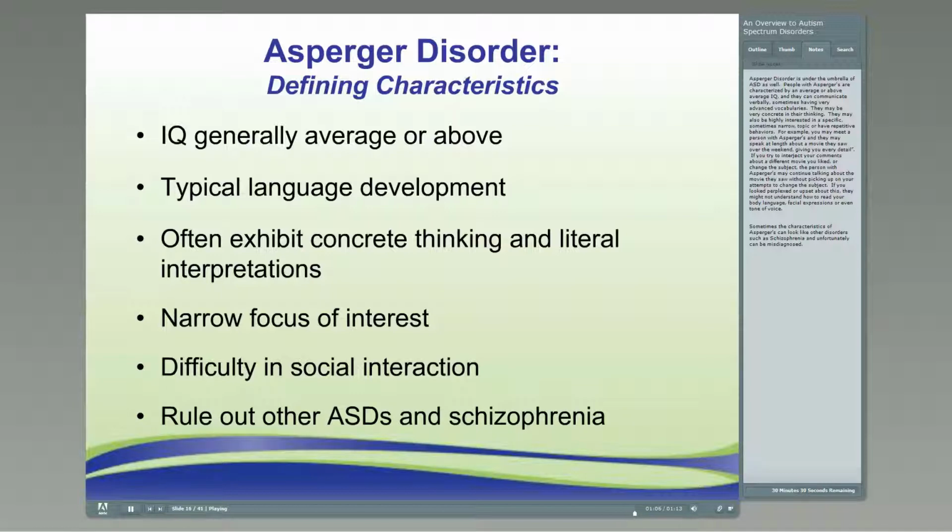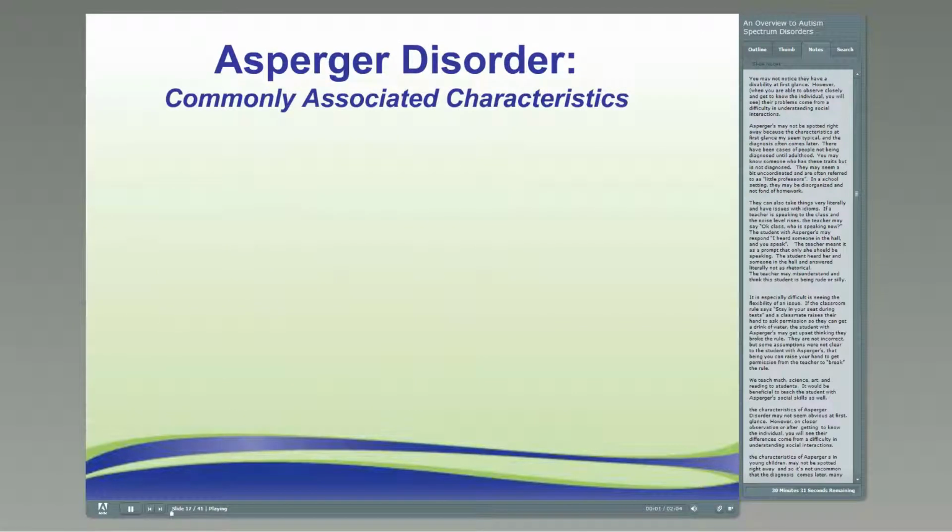Sometimes the characteristics of Asperger's can look like other disorders such as schizophrenia, and unfortunately can be misdiagnosed. The characteristics of Asperger disorder may not seem obvious at first glance. However, on closer observation or after getting to know the individual, you will see their differences come from a difficulty in understanding social interactions.